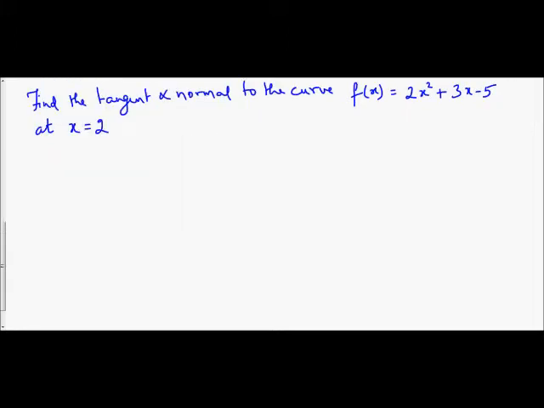Let's consider this example. Find the tangent and normal to the curve f of x equals 2x squared plus 3x minus 5 at x is equal to 2. First you find the value of f of x at x is equal to 2, which would be 2 times 2 squared plus 3 times 2 plus minus 5, which would give you 9. So this is the point 2 comma 9, which is x1 y1.